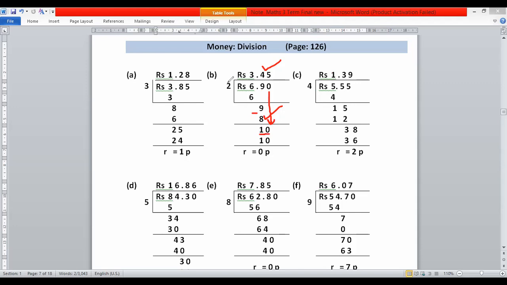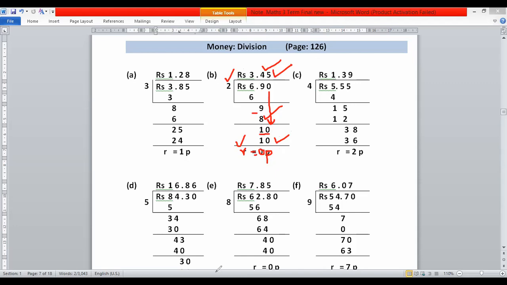Now divide 10 by 5. It is very easy. When you multiply 2 by 5, 2 fives are 10. 10 minus 10, 0. It means remainder is 0. R stands for remainder. R equal to 0 paise, because we are dividing paise. So it means after dividing 6.90 by 2, we get 0 paise. This R means remainder equal to 0. P stands for paise.